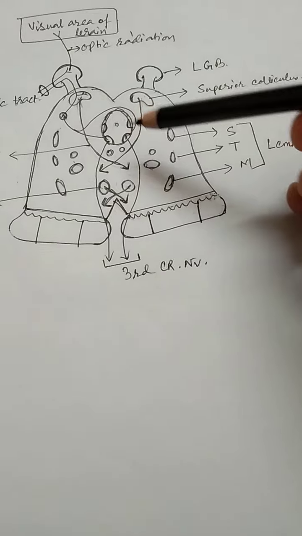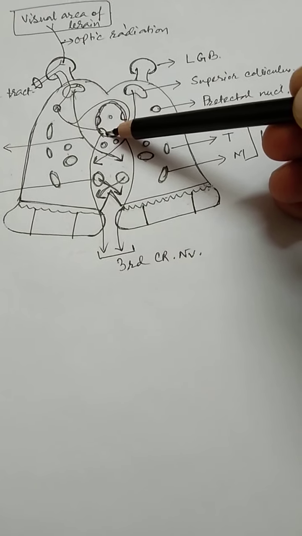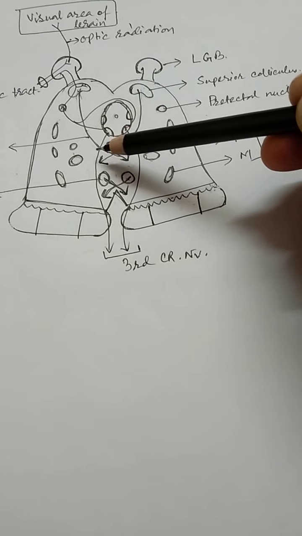From the third cranial nerve nuclei, the third cranial nerve, the oculomotor nerve, takes origin and passes through the medial most part of the cerebral peduncle. This is the beginning of the third cranial nerve.